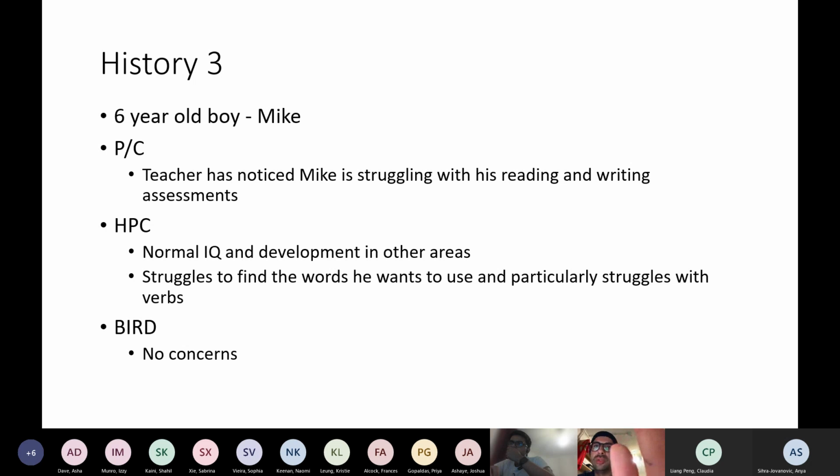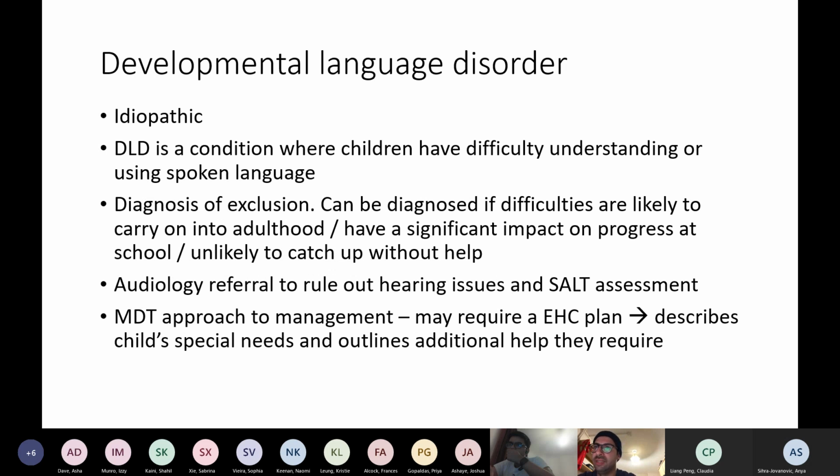So was anyone going to say developmental language disorder? Yeah, thank you, Divya. So this is a bit more complicated. Exactly, developmental language disorder. This is very good. This is basically a condition which is idiopathic. There's not really any cause to it, but it's where a child has difficulty understanding or using spoken language. So rather than this being due to an external cause such as neglect, or an actual problem with their auditory system, this is simply that they're slow to develop their language skills.